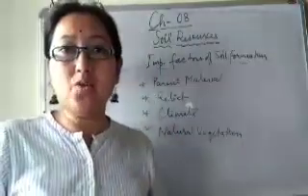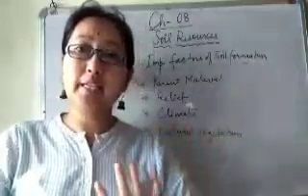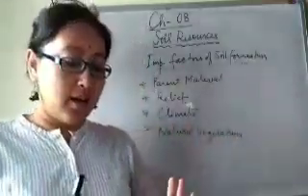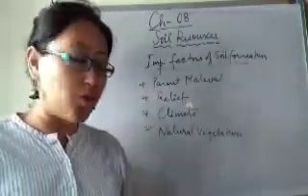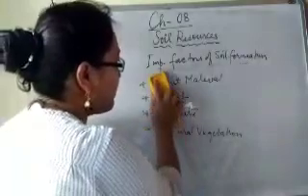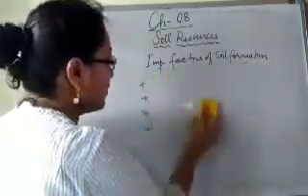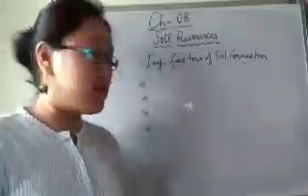Okay, let's move to the important topic, that is soil resources of India. So we have 5 main types of soils. The first one is alluvial soil, second is black soil, then we have red soil, fourth is laterite soil, and the fifth one is mountain soils, right?